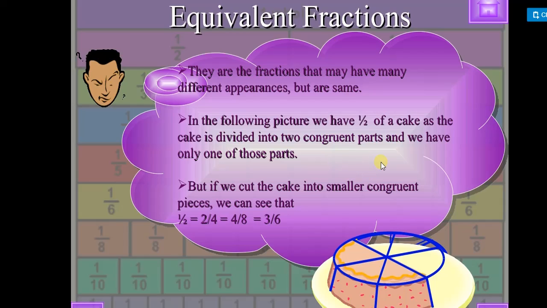In the following picture, we have half of a cake, as the cake is divided into two congruent parts, or two same parts, and we have only one of those parts. But if we cut the cake into more pieces, we can see that half, which is one slice over 2, as we cut it into 2 halves, is equal to 2/4, and 2/4 is equal to 4/8, or 4/8 is equal to 3/6. How do we know that this is true?